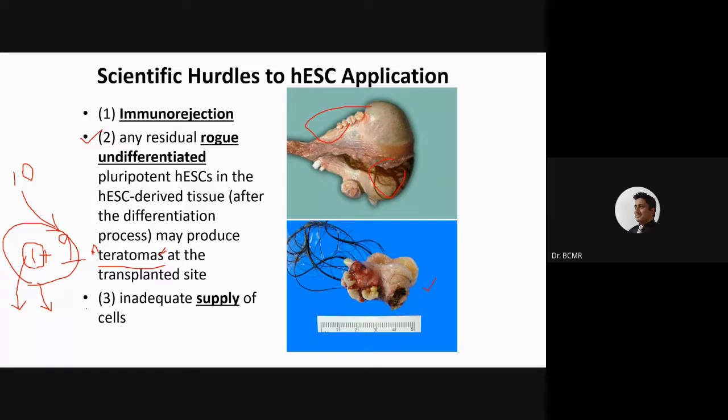And the third one is supply of cells. We need a large number of cells to treat any kind of disease, especially if it comes to glands and so on. And we do not have that adequate a supply of these cells. And these are only the scientific hurdles. There are other hurdles, like this technology would be expensive, and it is time consuming, effortful, and so on. Okay, I hope you understood these two concepts very well. If you have any questions, we will repeat in the next class.